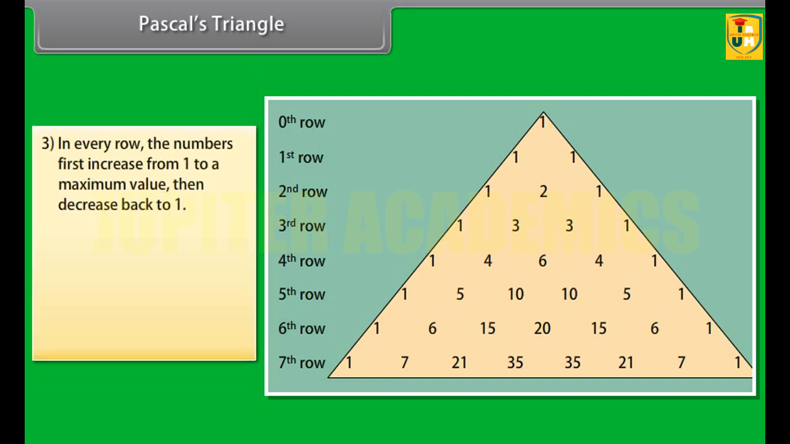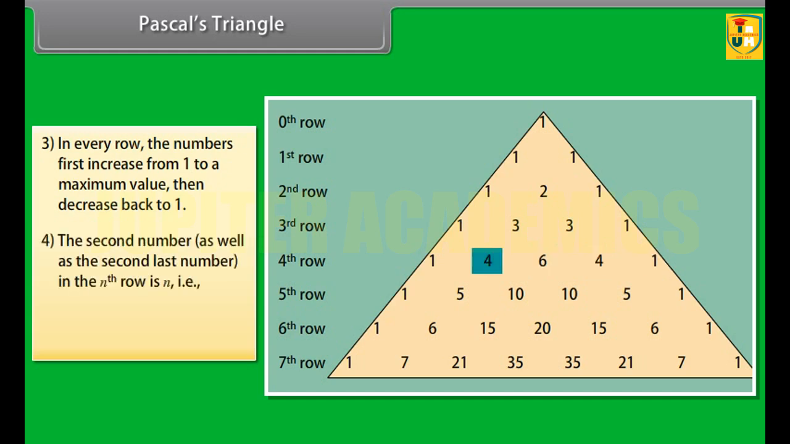In every row, the numbers first increase from 1 to a maximum value, then decrease back to 1. The second number as well as the second last number in the nth row is n, that is, nC1 is equal to nC(n - 1), which is equal to n.